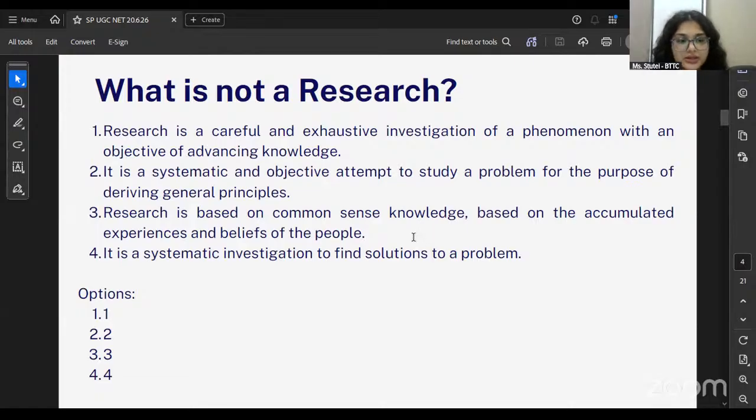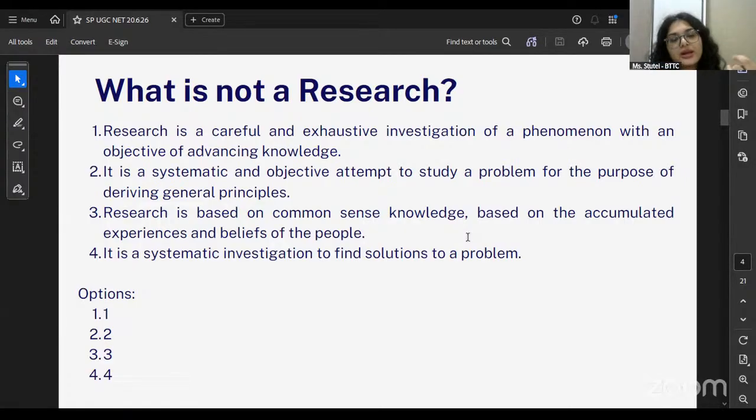Of course, here the answer is research. The statement that research is based on common sense knowledge and on the accumulated experiences and beliefs of the people is the right answer to pick, because that is not research. Now, when I looked at this question, of course, I quickly read the 4 options that I had.